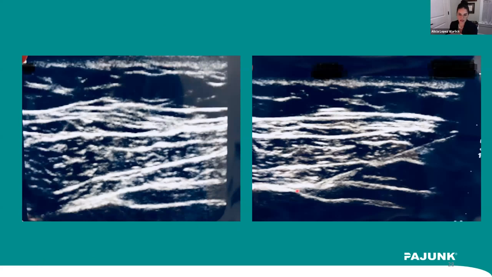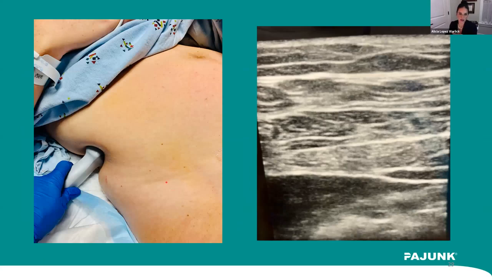This is an image that I found on a post C-section patient of a TA. You could see the needle approaching the aponeurosis here. And this is my final image here.